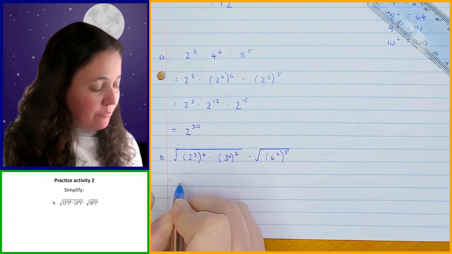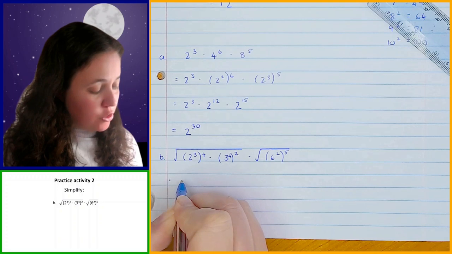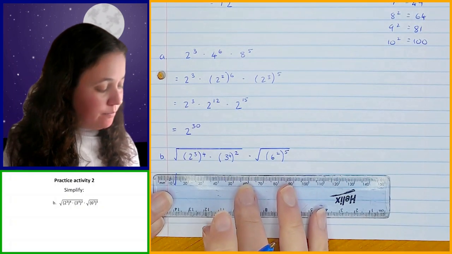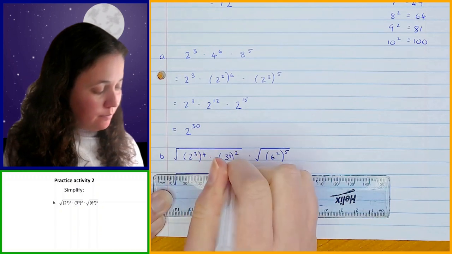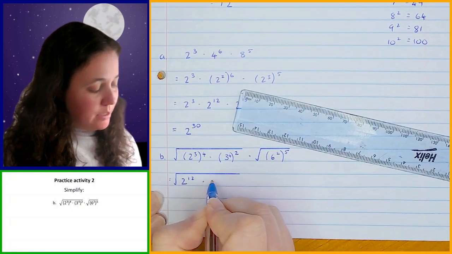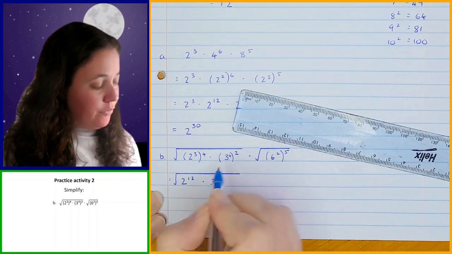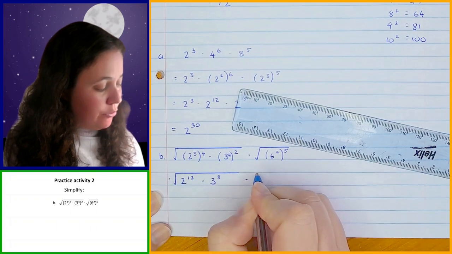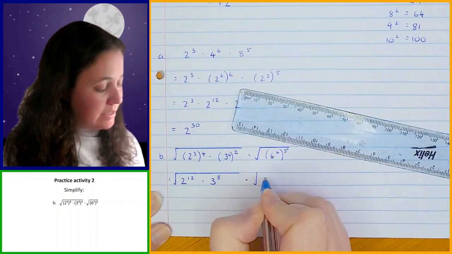And this is going to give me the square root of 2 to the power of 12 times 3 to the power of 8 times, then I've got the square root of 6 to the power of 10.